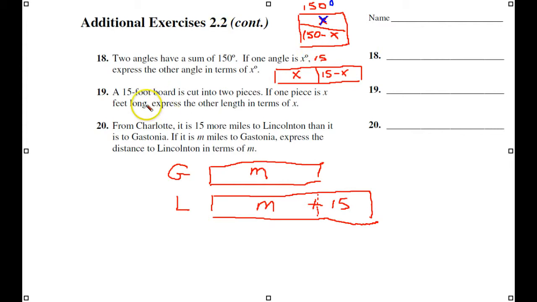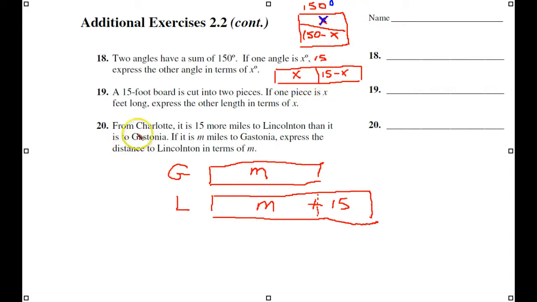Now here we have a board that's 15 feet long that's cut into 2 pieces. If one piece is x, what would be the other piece? Well, 15 minus x. Notice we're using the same technique. Here's the total, a way to divide the total up into 2 parts.